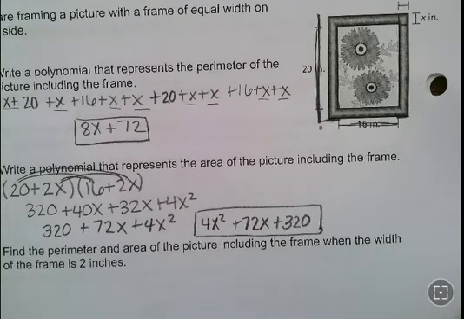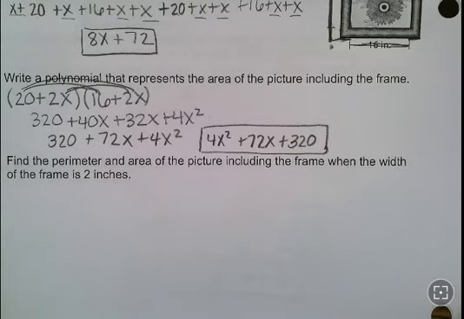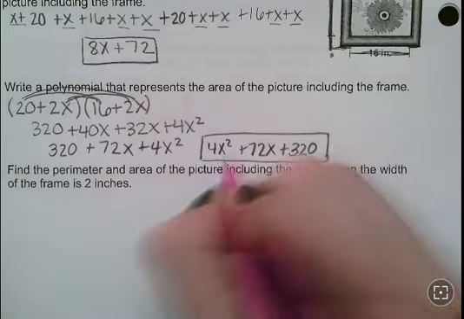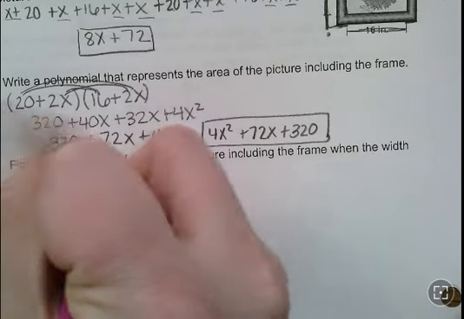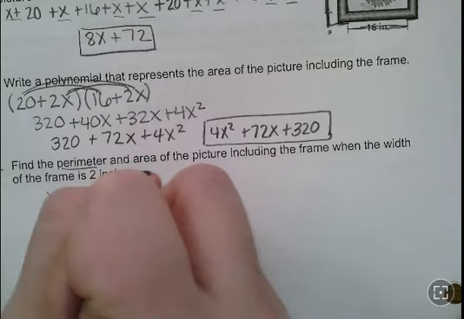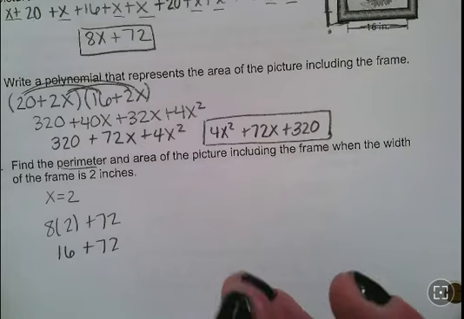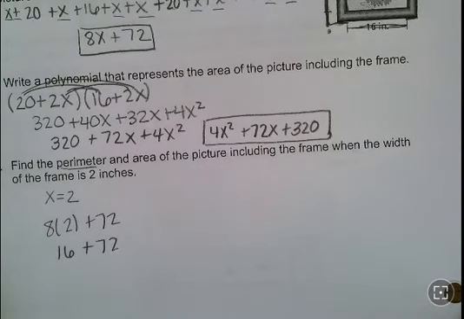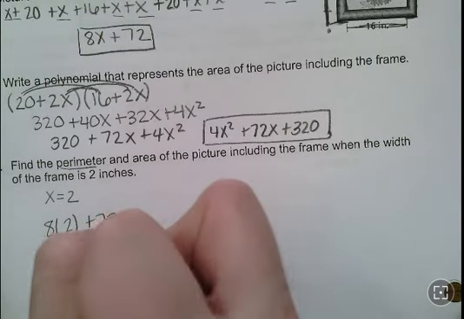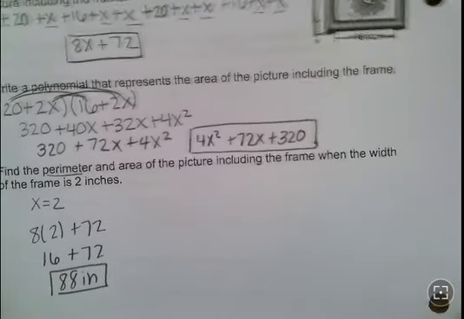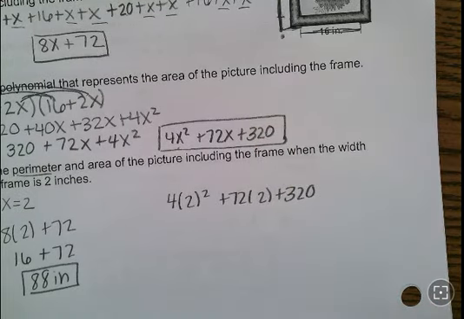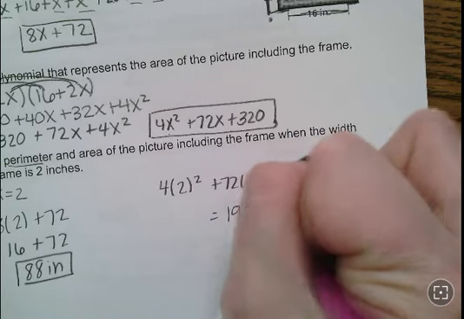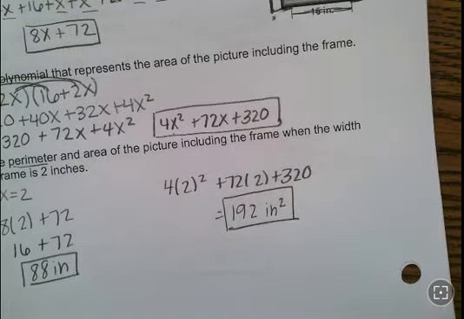Okay. And then finally for C, find the perimeter and area of the picture including the frame when the width is 2 inches. Okay, so that means that the x value is 2 inches. And if we want to find the perimeter, well, we found the perimeter up there. So all we do is plug in that x value there. And then you get 16 plus 72. And 16 plus 72 is equal to 88 inches. Okay, it's perimeter, so it's just one dimension. And then for the area, well, we found that polynomial up there, so if we plug in the 2 for that, and if you plug that into your calculator, you're going to get 192. But this time, because it's area, we have to square it. So we have 192 square inches.